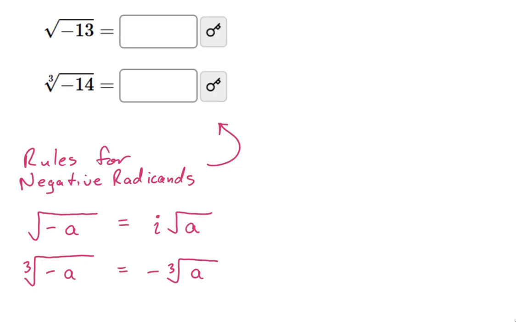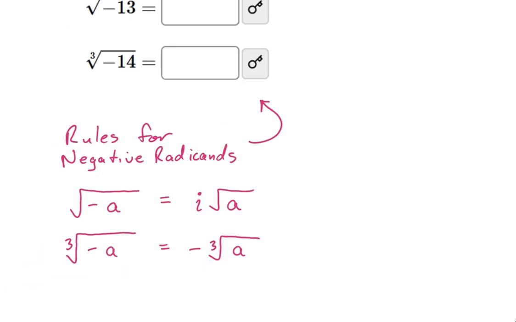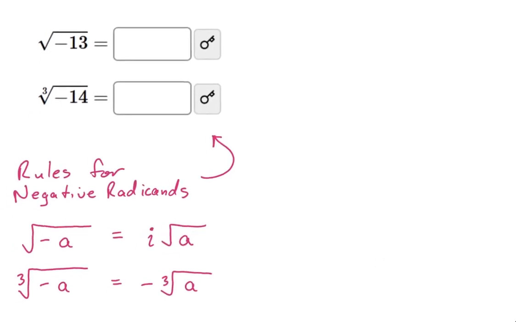When dealing with negative radicands, you may have one of two types. You could have the square root of a negative radicand, like what I just circled, or you could have the cubed root of a negative radicand, and these have different rules to them. When it's a square root, all you have to do is replace the negative radicand with a positive radicand. Okay, let me do that right here.